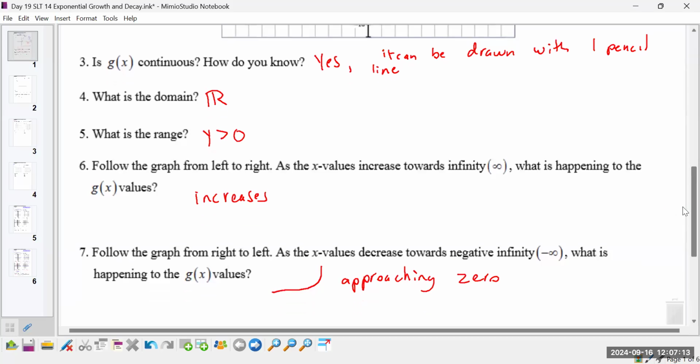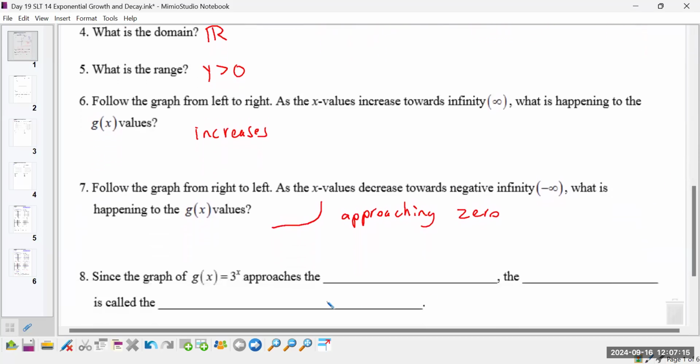Number 8 is a fill in the blank. It says, since the graph of g of x equals 3 to the x approaches the x-axis, the line y equals 0 is called the horizontal asymptote.